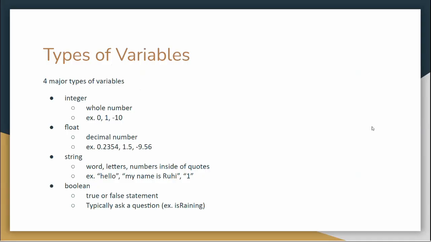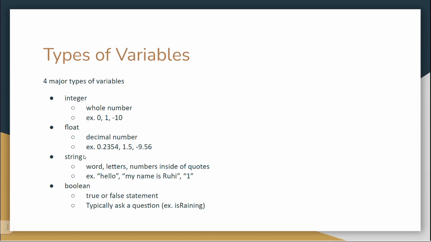Okay, so first thing we're going to be talking about is the different types of variables. So there are four major types of variables that you'll need to know. The first is integer, which is basically just a whole number, for example, 0, 1, -10, all of those count. Then a float or a double is called a decimal number, with just basically any number with decimal points. So it doesn't have to be a whole number necessarily. It can have any amount of decimal points after the decimal point.